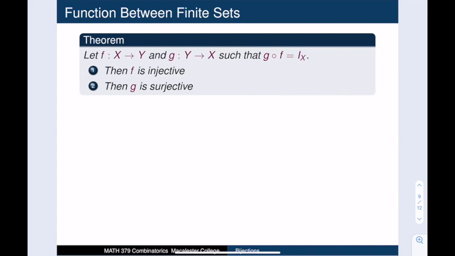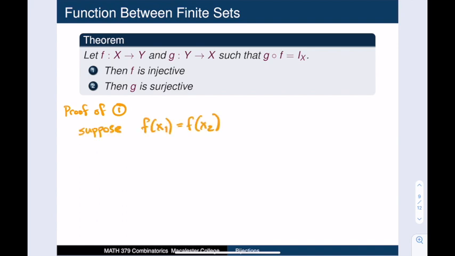Suppose that we have a function f from set x to set y, and a function g from set y to set x, so that f composed with g is the identity on the set x. We can make two conclusions. First, that the function f is injective, and second, that the function g is surjective. Let's prove this first statement.